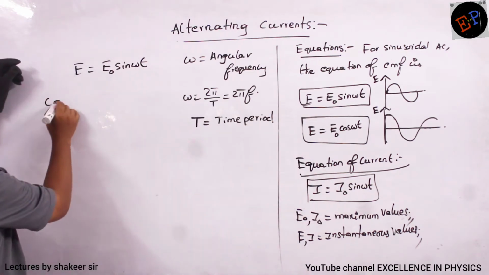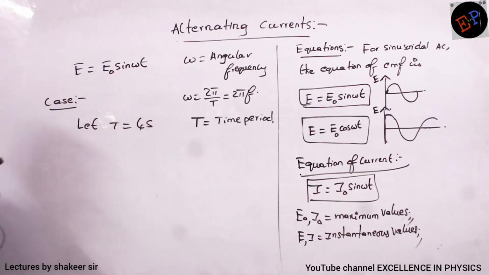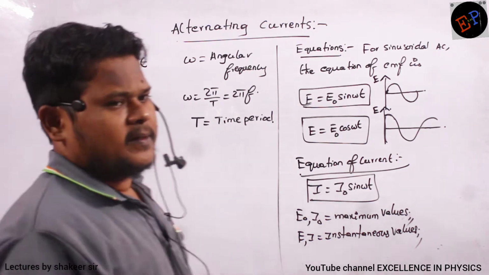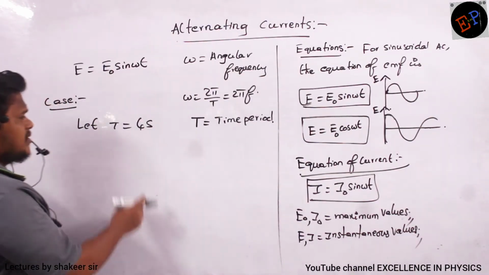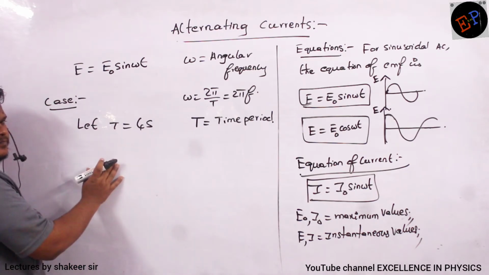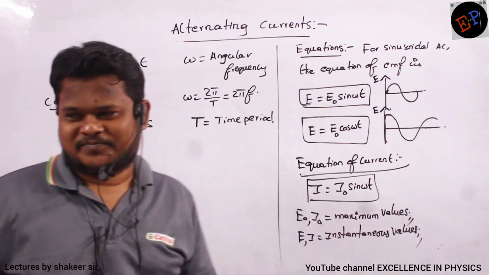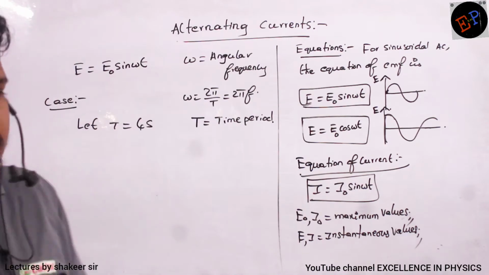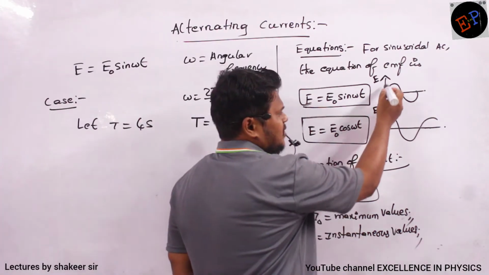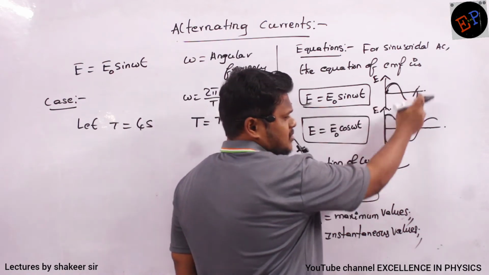So let us write a case. Case is that let time period is equal to 4 seconds. What is the case we are taking, ma? Case is time period is equal to 4 seconds. What is the meaning of this? Time period is 4 seconds means what? Time taken for one oscillation to complete. That is called as time period, no? It means this is one complete oscillation, no ma? Time taken for this oscillation to pass this point is called as time period.